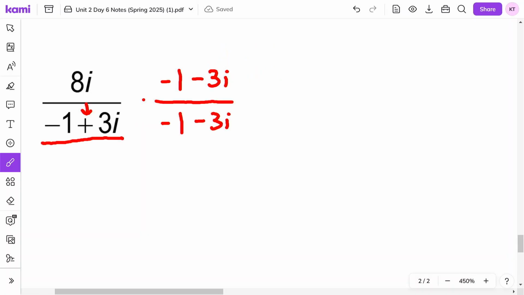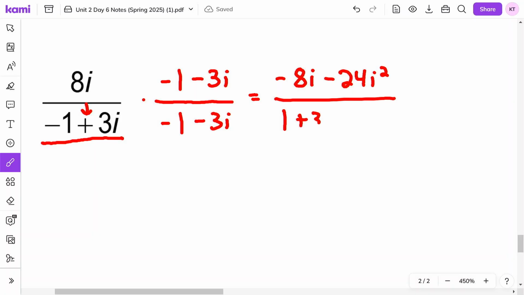And then I will now distribute this out. So that will be negative 8i minus 24i squared divided by, now when I multiply this out here, I'll get 1 plus 3i minus 3i minus 9i squared.